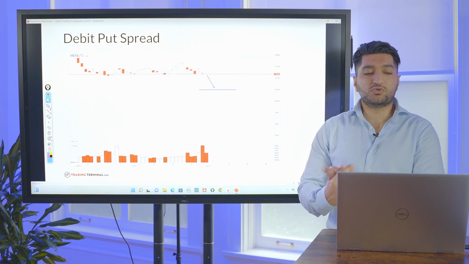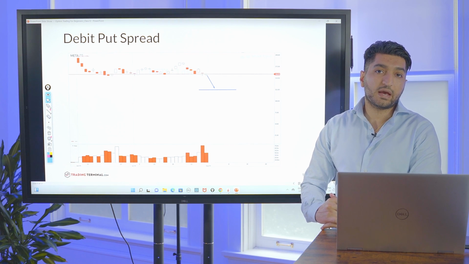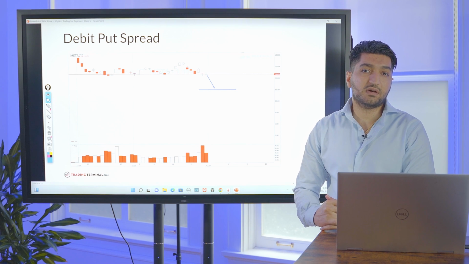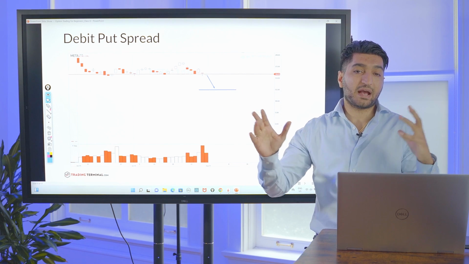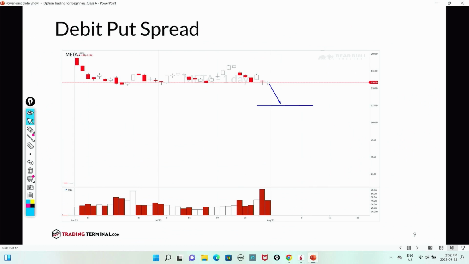Now let's move on to another strategy, and this one is debit put spread. Again, as you recall, we break these vertical spreads down into debit and credit. Debit put spread is when you're bearish. So let's take a look at Meta. Meta is the same story.